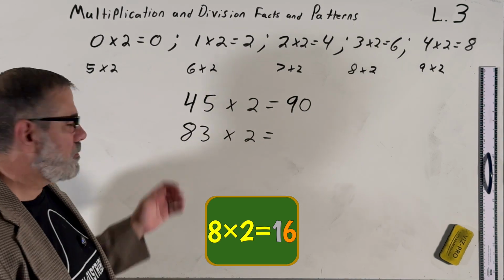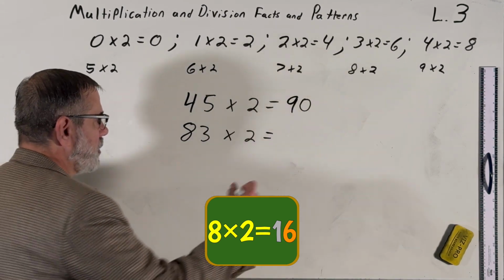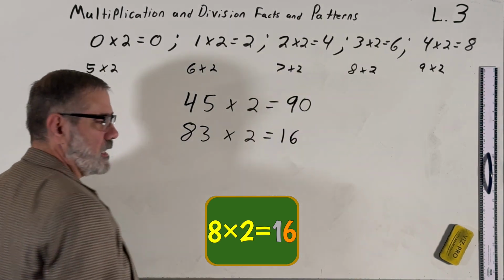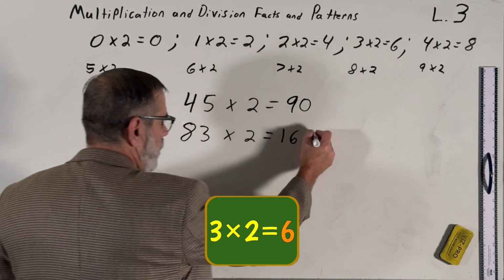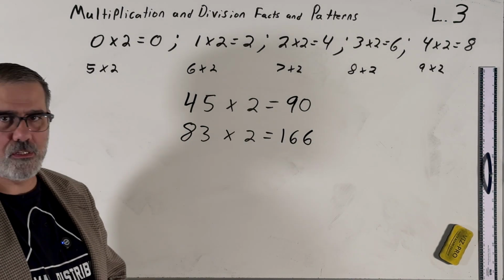So instead what we do is we make it a teen, right? So that's going to be 1, 6, or 16. And then we proceed as normal. Double the 3 to get 6. So 83 times 2 is 166.